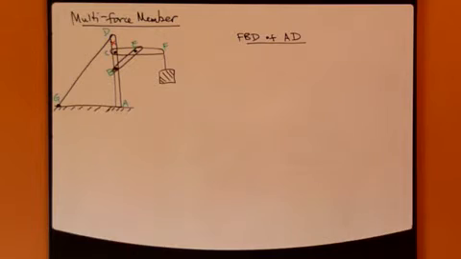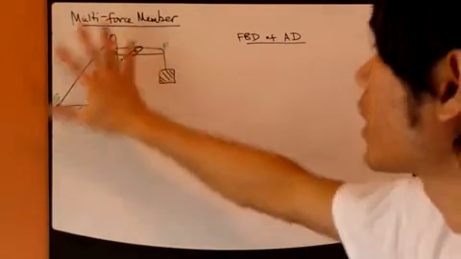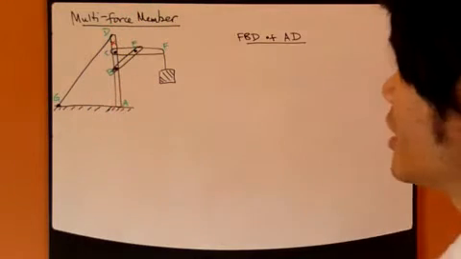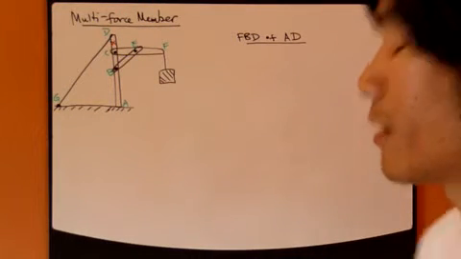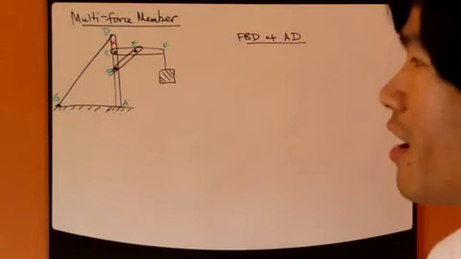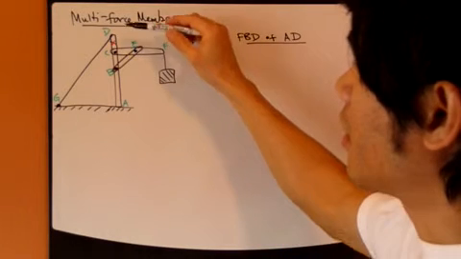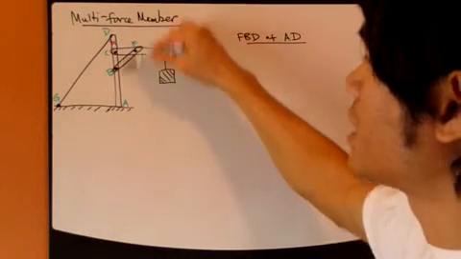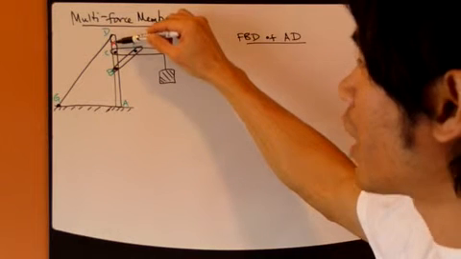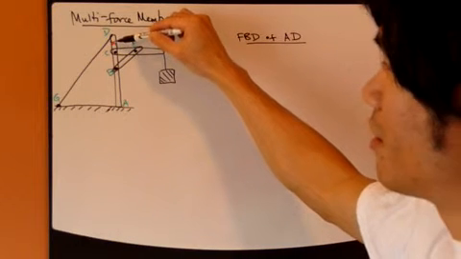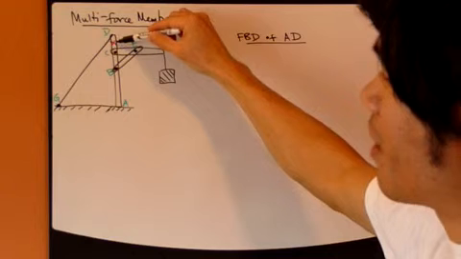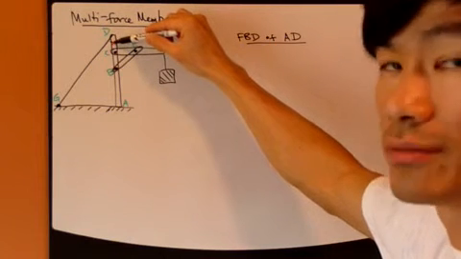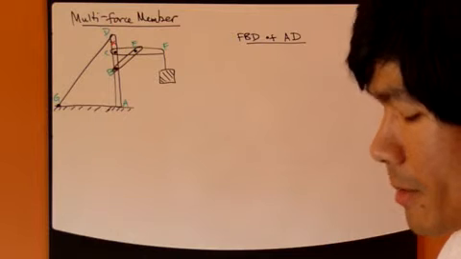Slightly more complicated. Now this whole thing is in equilibrium. It's not moving, so it's a static condition. I'd like you to find what's going on at this red cross right here, inside of this AD member. So, in other words, I'd like you to find the internal forces at this position.